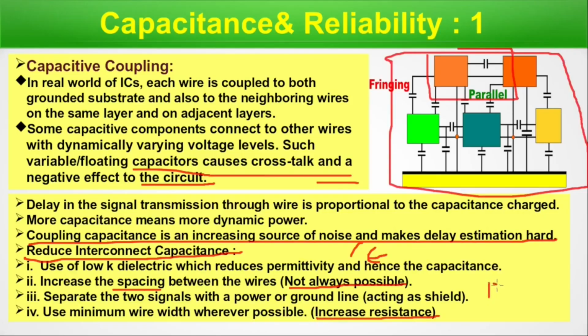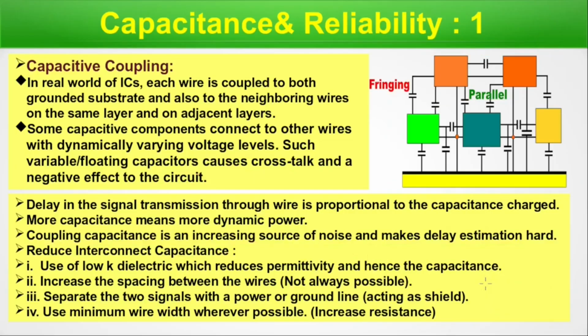R equal to rho L by A. So in denominator there is A. A means height into width. So if width is decreasing, R value will be increased and then the ohmic effects will be higher. So we have to choose between these two. It's a trade-off. Now let's move to the next slide.